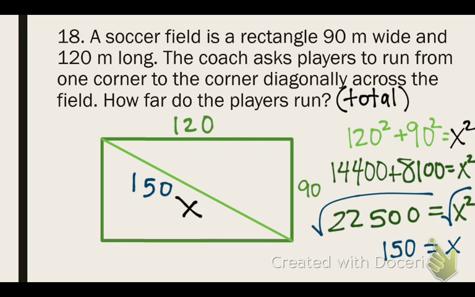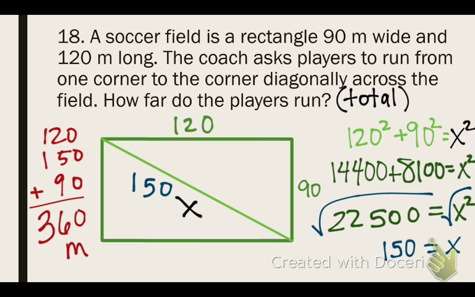We still need to figure out how much they ran total. So what will we do with these three numbers? Add them. So 120, 150, and 90. What do we get? 360. So they ran 360 meters, which, if that sounds like a lot, is less than a mile.